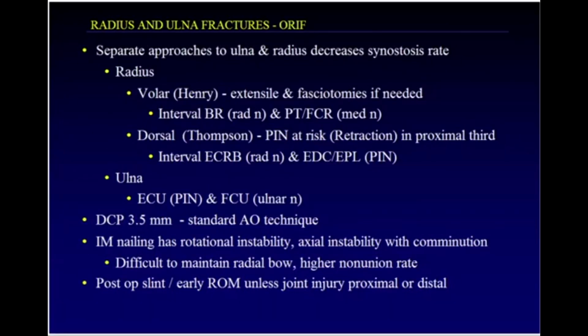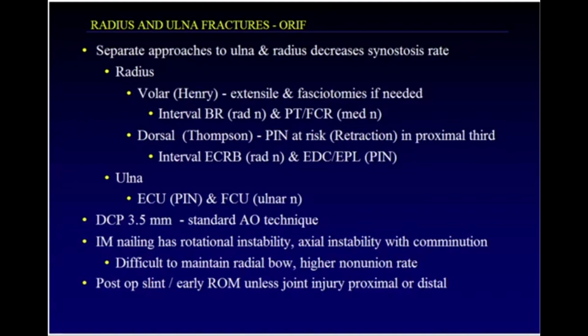The ORIF for both bone forearm fractures is typically performed through separate approaches. Resist the temptation to try to reduce these through a single approach because of the very high risk of synostosis of the forearm caused by that. You typically will want to do a volar or Henry approach for treatment of radial shaft fractures. It's extensile. You can literally expose the entire length of the radius.